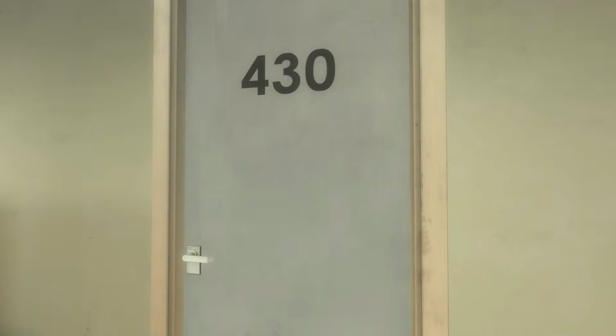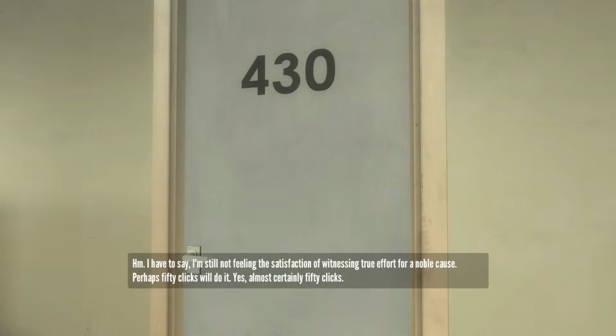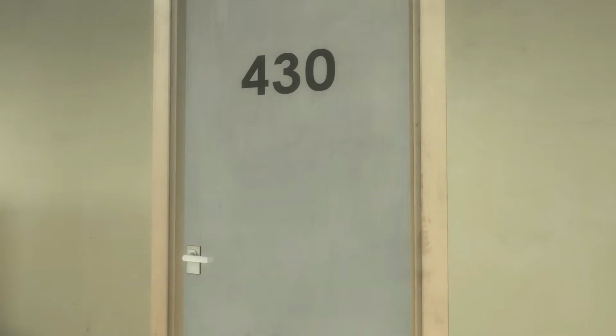Let's hope that the door doesn't close on us. So we're back to this. This is the game again, clicking on a door. I have to say, I'm still not feeling the satisfaction of witnessing true effort for a noble cause. Perhaps 50 clicks will do it. Yes, almost certainly 50 clicks. We are clicking 50 times. So like I was saying, there is a different thing in the game where if you don't follow what he wants, basically there are a bunch of lines leading you to different paths.